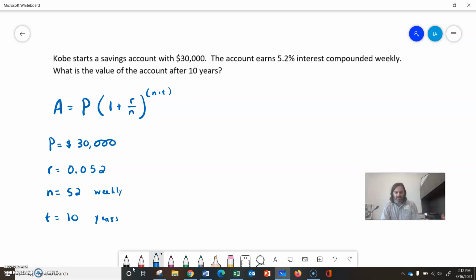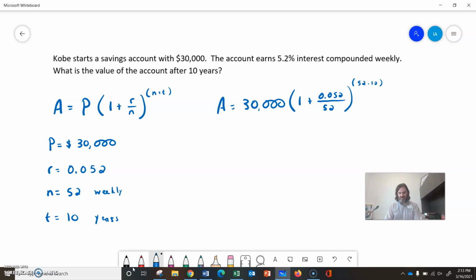So we'll plug that into our formula. A equals 30,000 times (1 plus 0.052 divided by 52) raised to the 52 times 10.